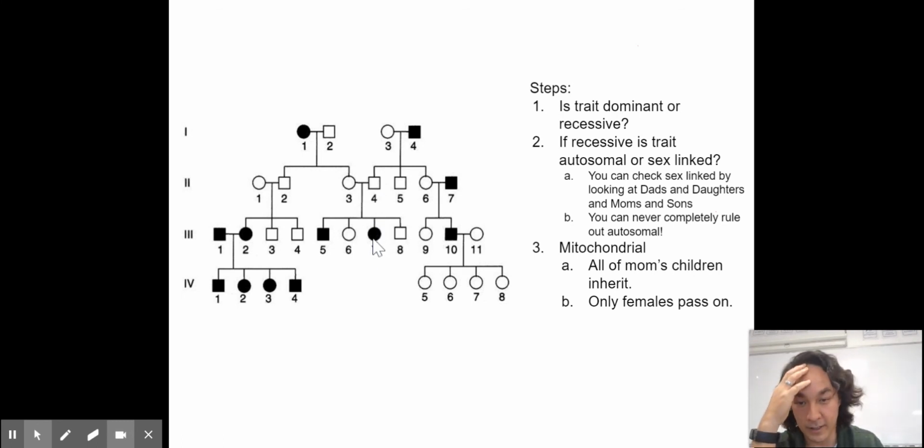So if a daughter has it, her dad has to have it. Think about why. Dad has a Y and an X. He's going to give that one X to his daughter. So therefore, if a daughter has a homozygous recessive disease on the X, dad had to have it too. So this is going to be autosomal recessive.